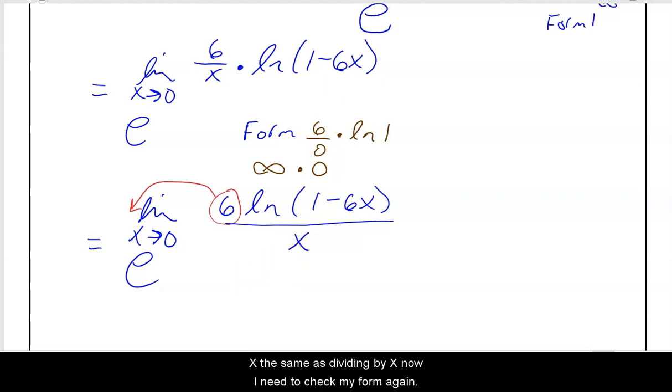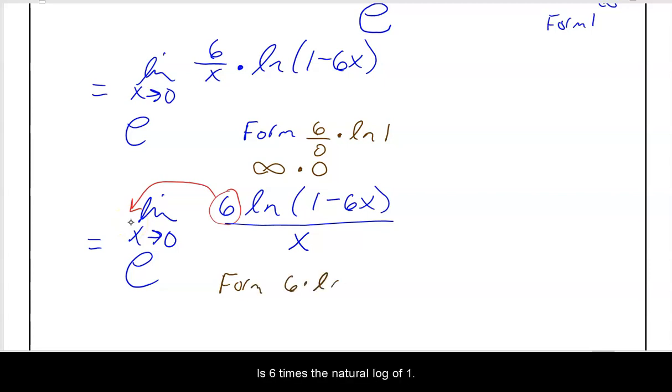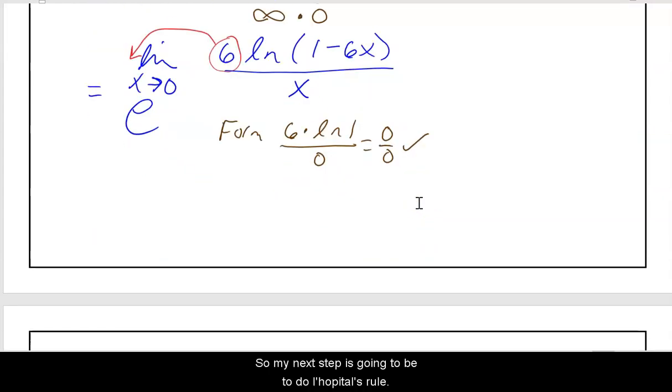Now I need to check my form again. So my form now is 6 times the natural log of 1 divided by 0, and this is 0 over 0, so now it's basic, and I can do L'Hopital's rule. So my next step is going to be to do L'Hopital's rule.